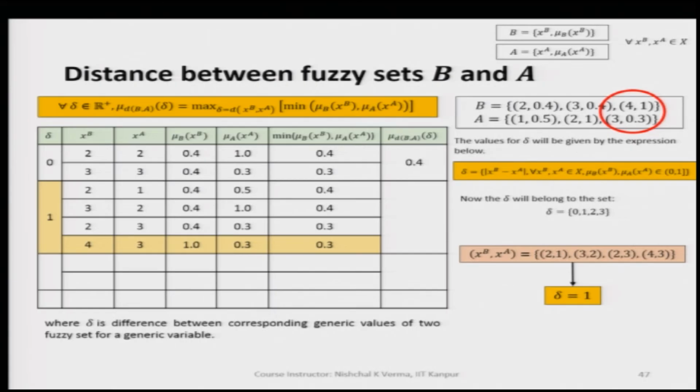At this stage we know how we are getting these corresponding values of membership. We have taken the min of the corresponding membership values of A and B, and then when we take the max of these values, we get here 0.4. So, this is 0.4.